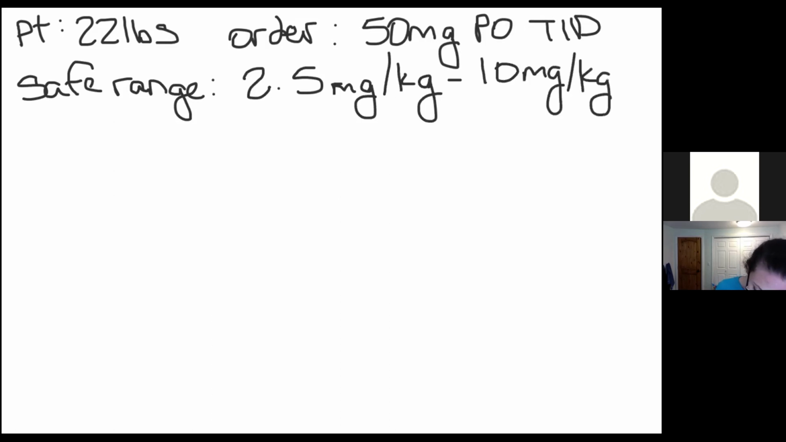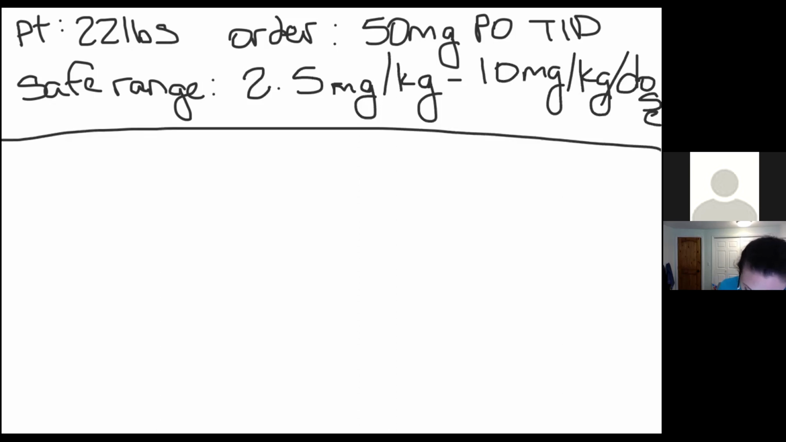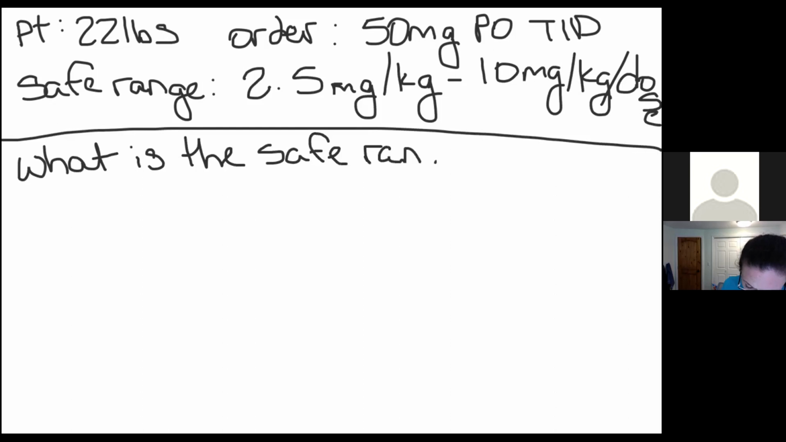And typically when it doesn't say whether this is per dose or per day, you can safely assume that that means it's per dose. Okay, so per each dose of that medication. So these are all the things that you have to be given. The first question that you might see is, well, what is the safe range for this patient? What is the safe range for this medication and this patient? So what is the safe range?